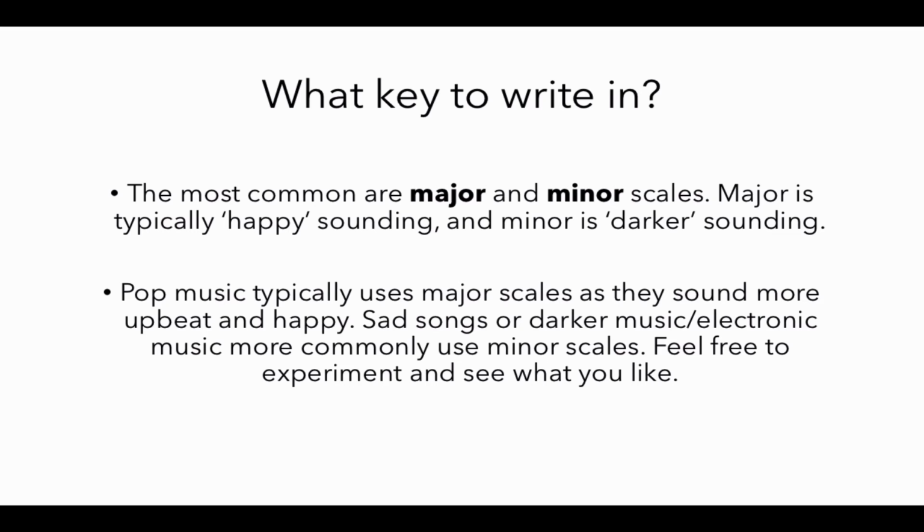Now we've already seen 2 examples in major and minor scales. These are the most common scales that are used in music. A major scale is typically happy sounding and a minor scale is typically darker sounding. Pop music tends to use major scales because they're more upbeat and happy and a little bit more radio ready, whereas sad songs or darker music like electronic music and house music more commonly use minor scales. I definitely recommend playing around with some scales, looking up which scales are common in your genre, and experiment and see what you like producing with.